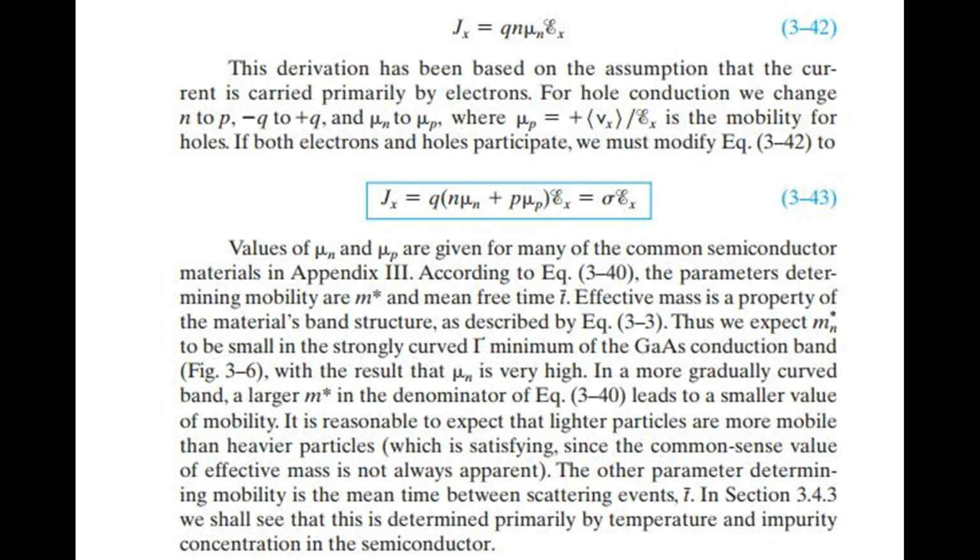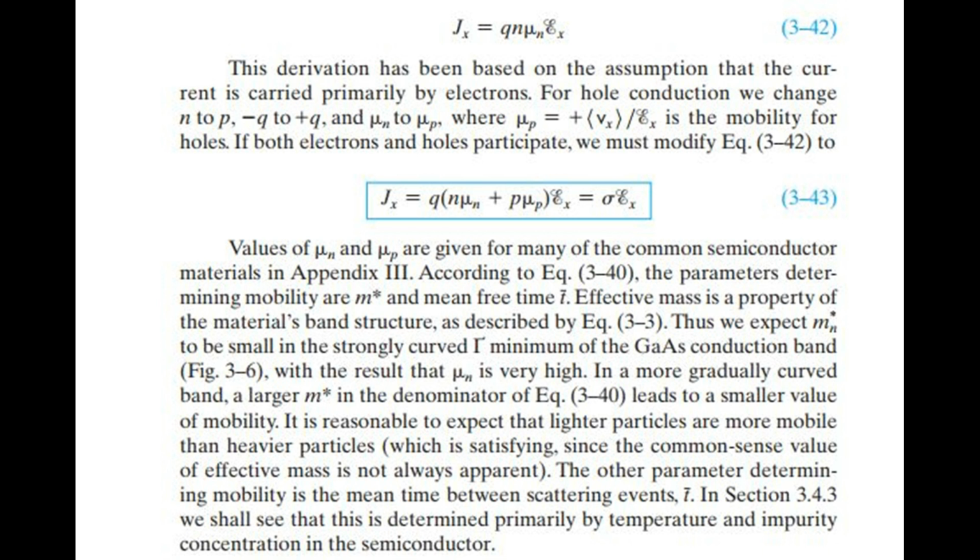This derivation has been based on the assumption that the current is carried primarily by electrons. For hole conduction we change n to p, -q to +q, and μn to μp, where μp equals +qτ/m*p is the mobility for holes. If both electrons and holes participate, we must modify EQ 342 to. Values of μn and μp are given for many of the common semiconductor materials in Appendix 3.